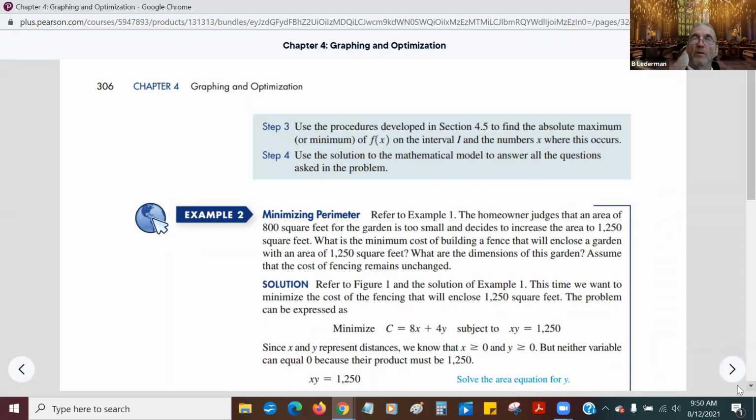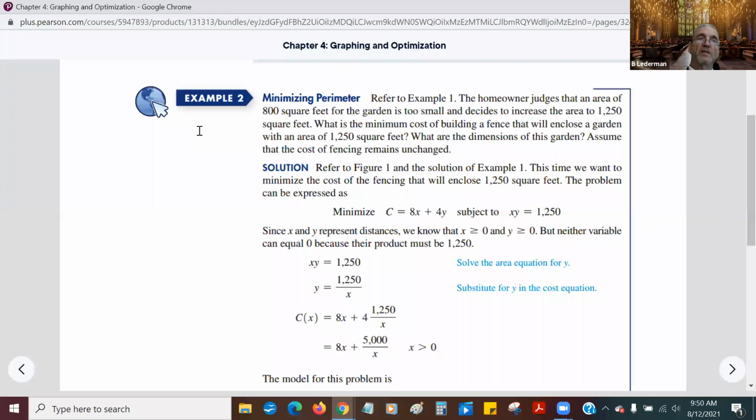Okay, what about minimizing? Just like you can maximize, you can minimize, depending on what it is that you want. So the homeowner judges that the area of 800 square feet is too small and decides he wants an area of 1250. What is the minimum cost of building a fence that will enclose a garden with an area of 1250? And what will be the dimensions? We want to find the dimensions for x and y that are going to enclose 1250, but the cost is going to be a minimum. So what dimensions is going to make a minimal cost?